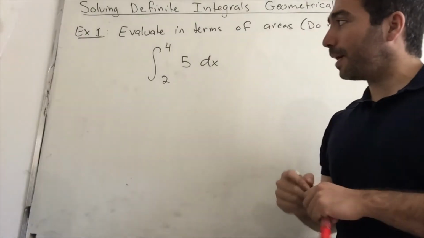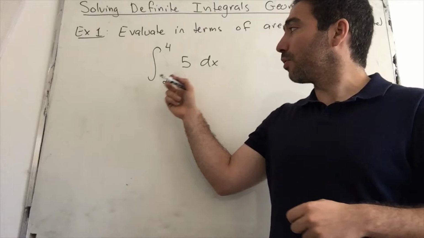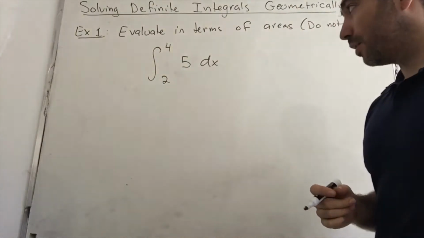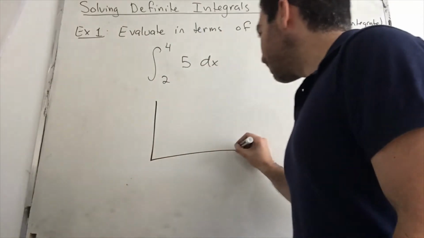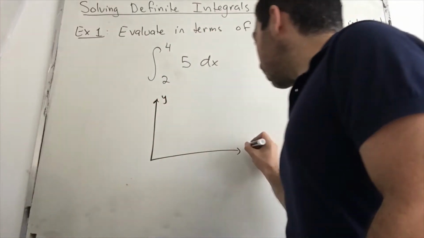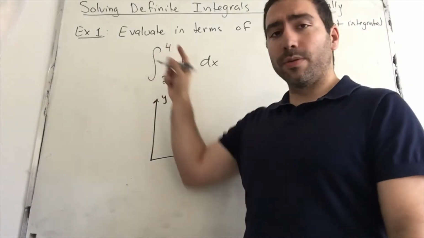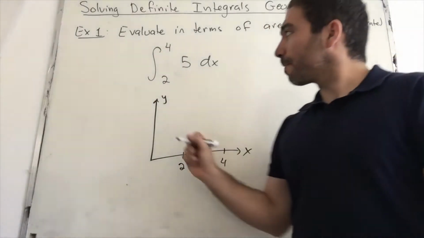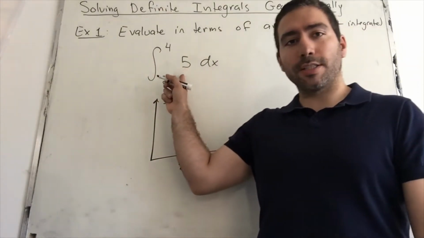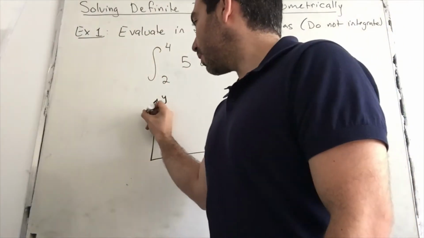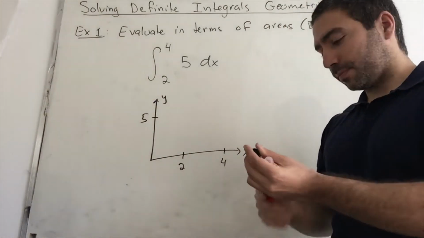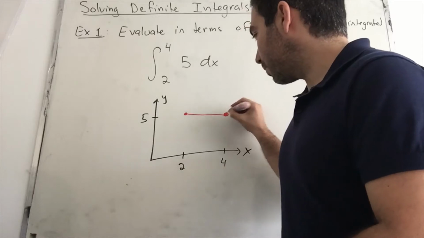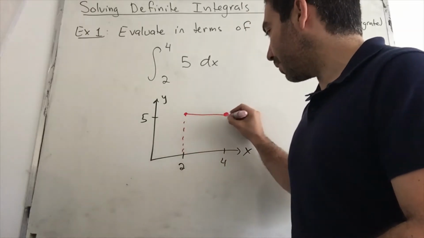So we begin by sketching the function. We're taking the integral from 2 to 4 of the function 5 with respect to x. By sketching the function, what do we have? This is the y-axis, this is the x-axis. We're going from 2 to 4. So let's say this is 2, this is 4. It's not drawn to scale. And the function's constant at 5. So at 5, let me draw it in red. We have a constant function on the interval from 2 to 4. So now we can see what shape we're dealing with here.